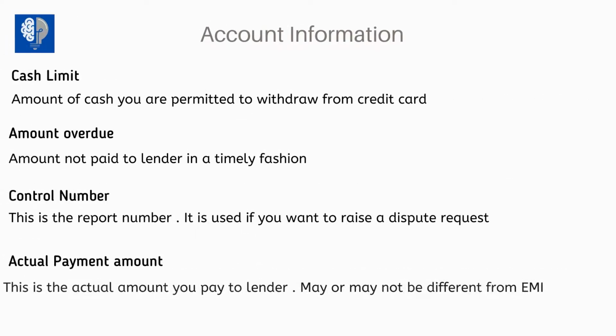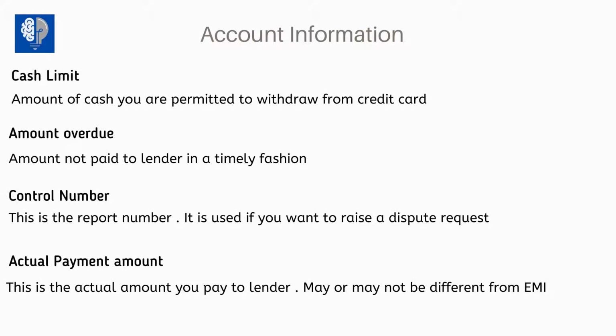Moving on, cash limit. Whenever you take a credit card, of course there is a credit limit, and of course there is a cash limit. So if in an emergency you need cash, you can withdraw cash from the credit card. That cash limit will be listed here. Next is amount overdue. Basically, if you have not paid any amount to the lender at a particular time, or if you have defaulted on it, it will be listed here.